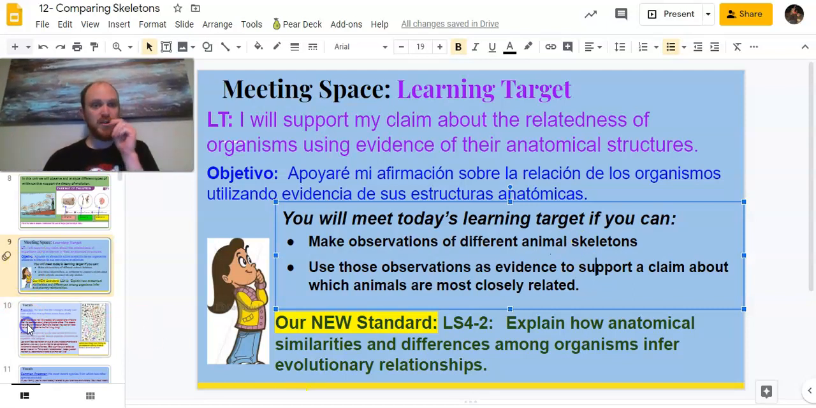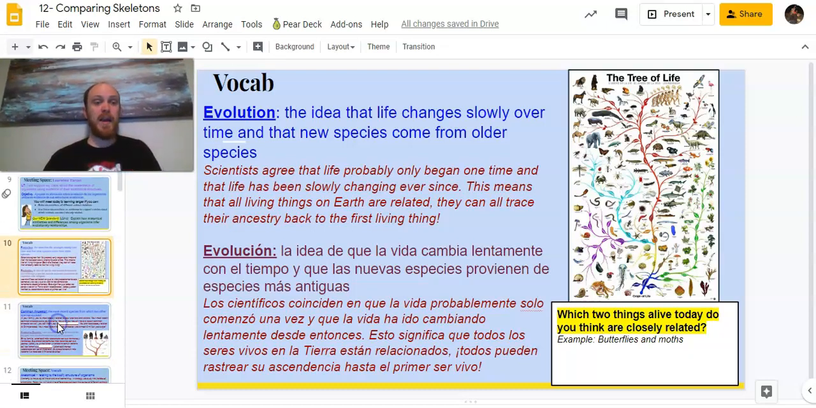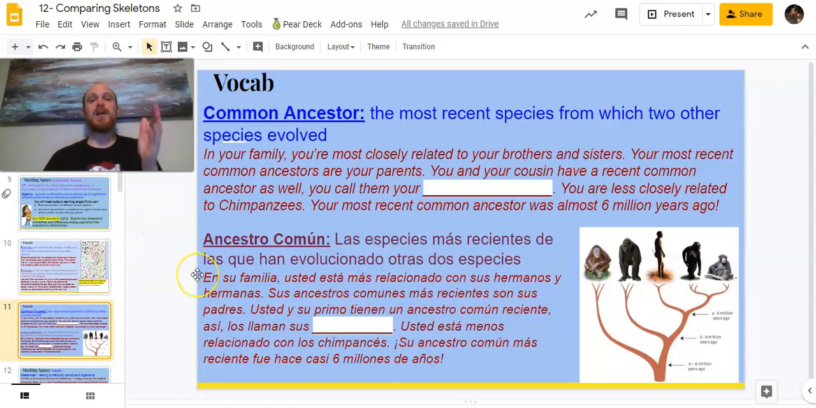Okay. So here's a quick little vocab, little reminder. Evolution is the idea that life changes slowly over time and that species alive today came from older species. So humans evolved from older species. All plants alive today evolved from older species, which is very cool. And that relates directly into this idea of a common ancestor.